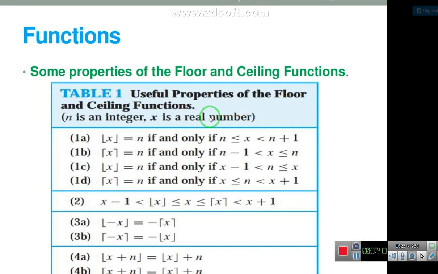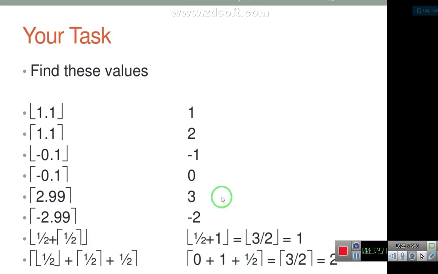These are some properties of the floor and ceiling functions. Hope you can understand them by yourself. Your task is to find these values. The floor of 1.1 is equal to 1, the ceiling of 1.1 is 2, and the ceiling of minus 0.1 is 0, the floor of minus 0.1 is minus 1. You just define which one is the ceiling function and which one is the floor function.